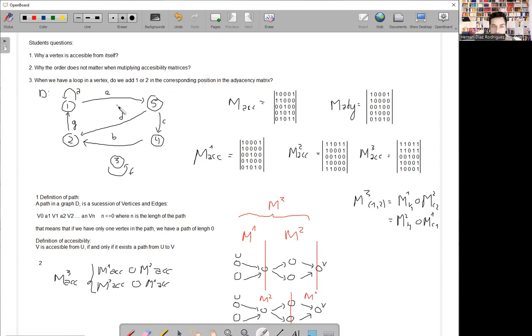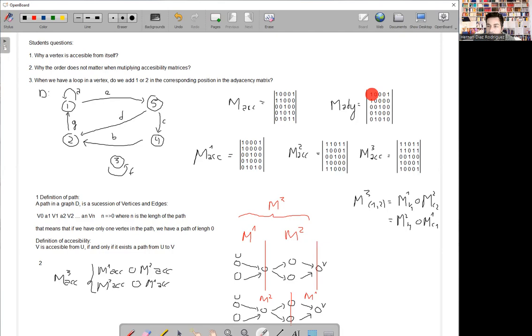And the third question is, when we have a loop in a vertex, do we add 1 or 2 in the corresponding position of the adjacency matrix? For instance, here we have a loop in the vertex 1, and we are adding only 1 in the position 1, 1 of the adjacency matrix. Usually, if we have two edges, we add the value 2 to that position. But in the case of the loop, it's a bit confusing, because you could say this is only one edge, but the endpoints of this edge are the vertex 1, and in fact, it is adding 2 to the degree of this vertex.